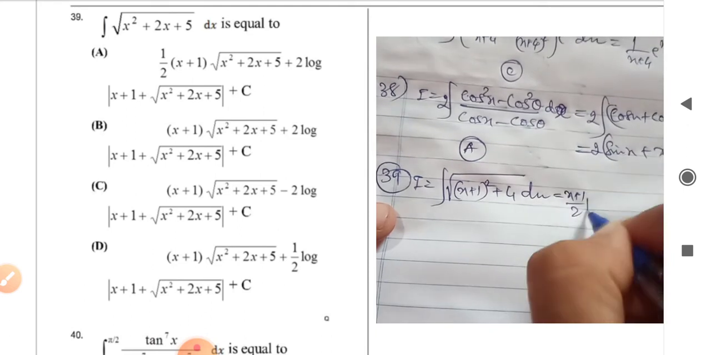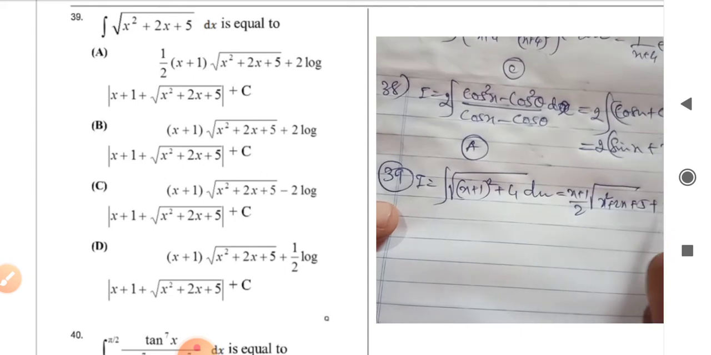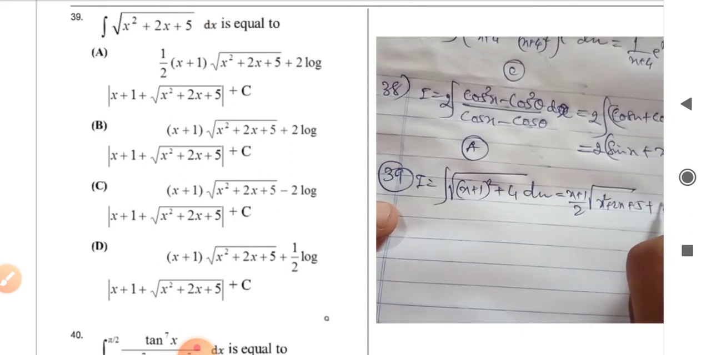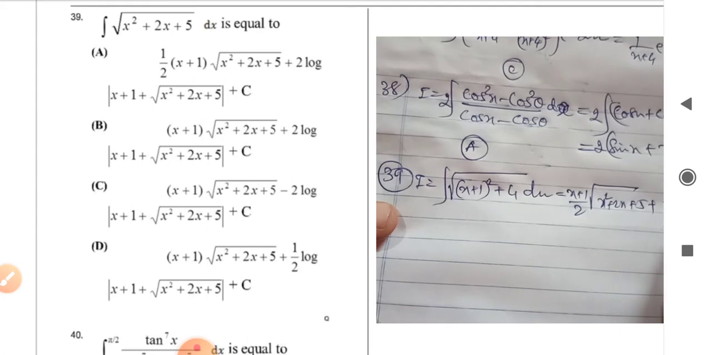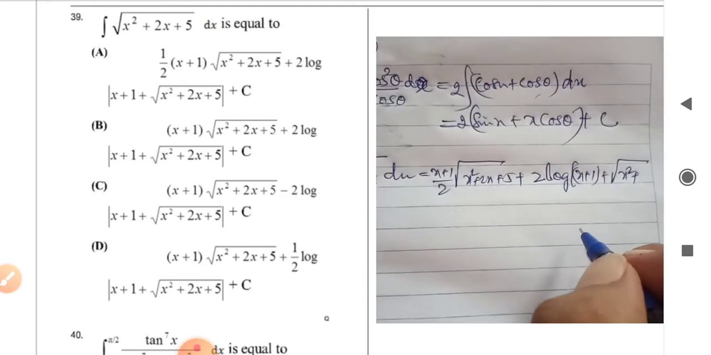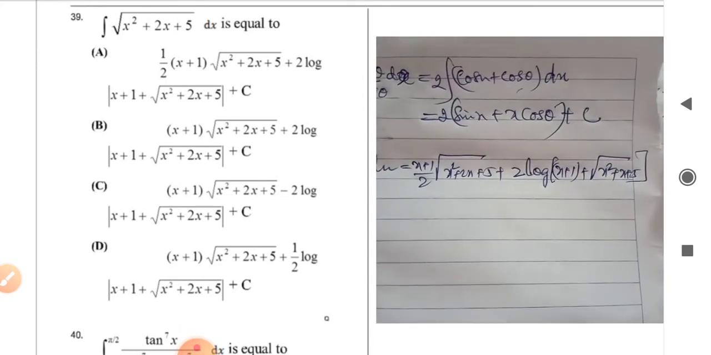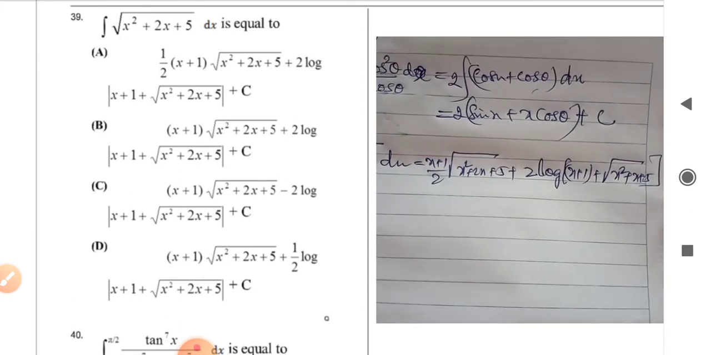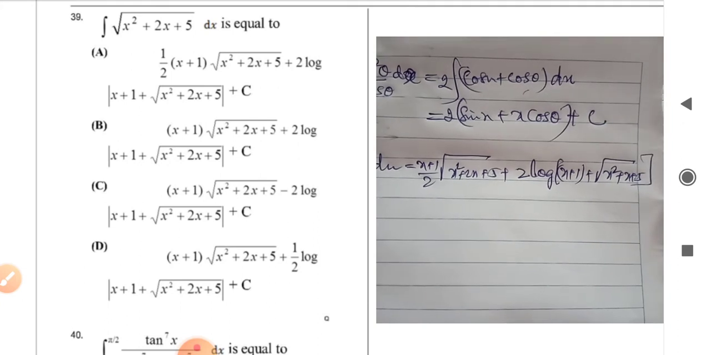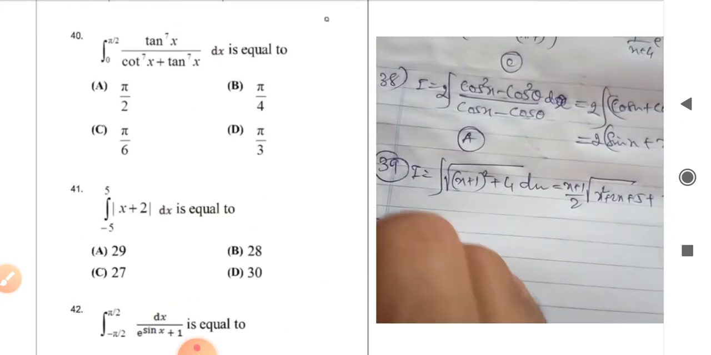x by 2 means x plus 1 by 2, which is root of x square plus 2x plus 5, plus constant divided by 2, 4 by 2 is 2, so therefore it is 2. Log of same again x plus 1 plus root of x square plus 2x plus 5, correct. So this is the result, you know very well, it's a standard result only. There is no any big deal in this question. So now we go for 40th question. 40th question is a very simple question.